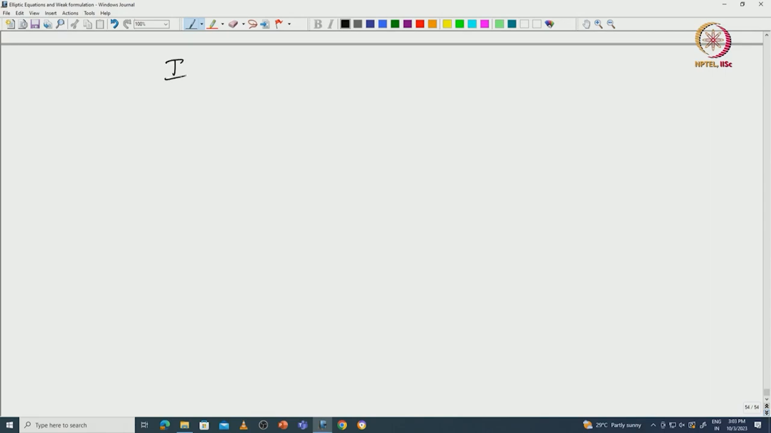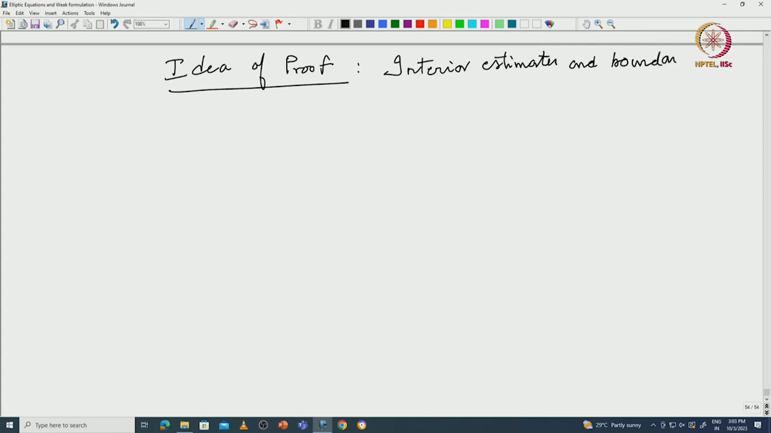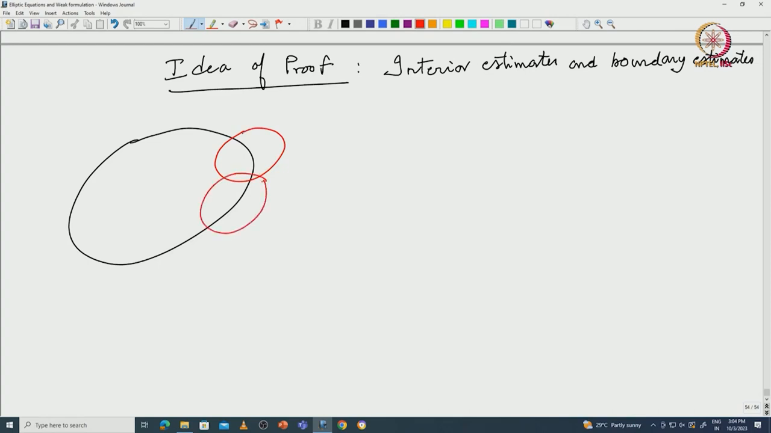So, the idea of proof. You have your domain. There you have to classify the estimates: interior estimates and boundary estimates. Interior estimates are relatively easy, not that always easy, but boundary estimates are always hard. Even in the classical case of Perron's method, etc., you have seen that for boundary estimates you have to distinguish. Basically you have a bounded domain here, and by boundedness and compactness you can have these neighborhoods.